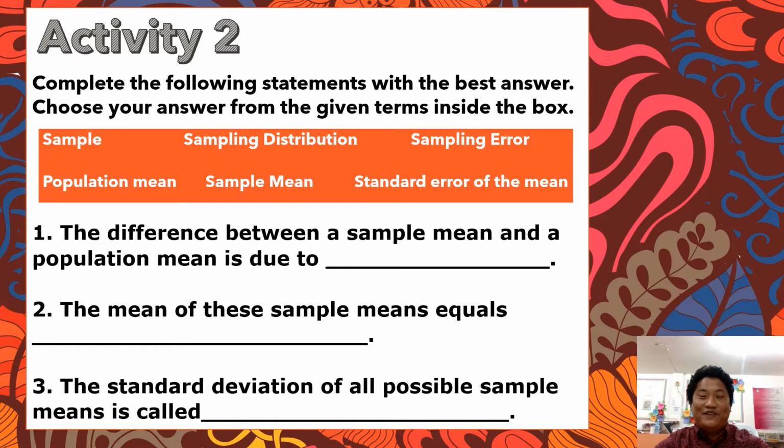Welcome back. I believe you already have your answer. For the first statement, the difference between a sample mean and a population mean is due to sampling error. You got it? Very good. And the next one, the mean of these sample means equals population mean. Very good. And lastly, the standard deviation of all possible sample means is called standard error of the mean.